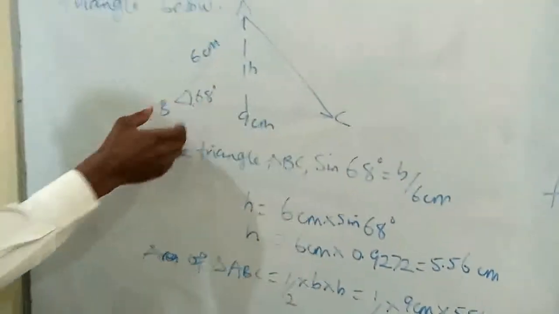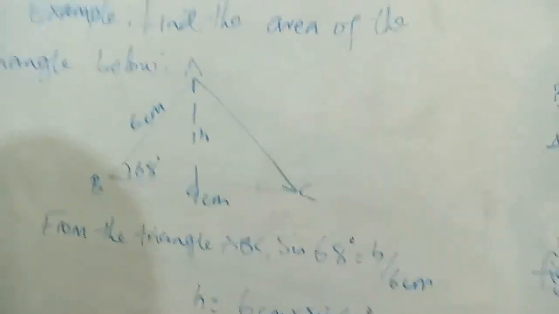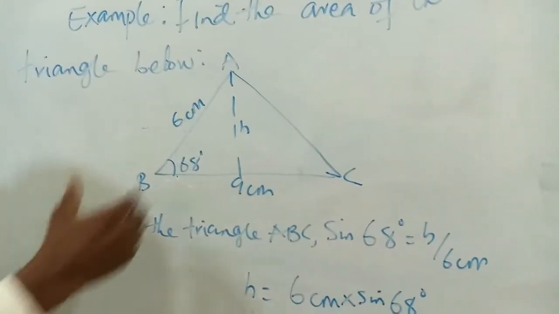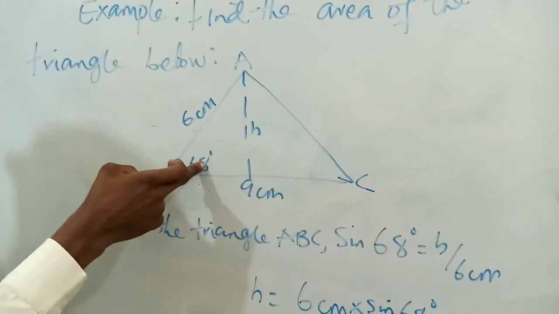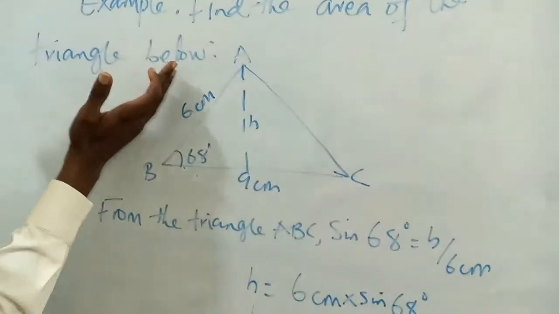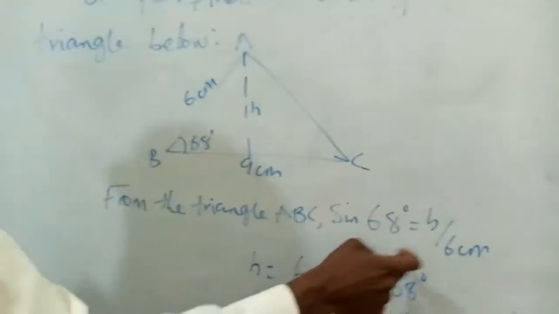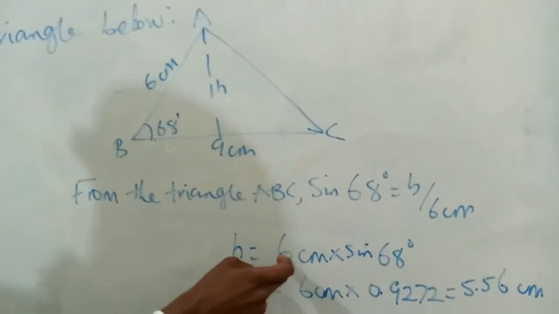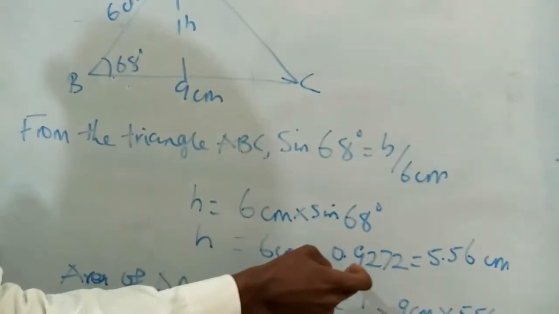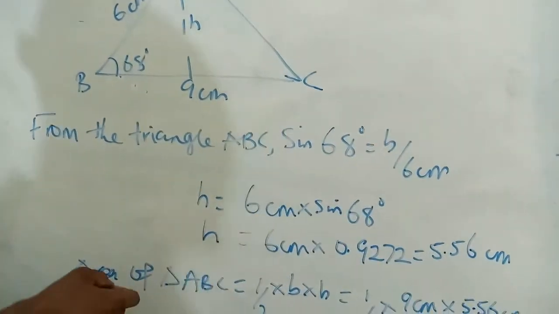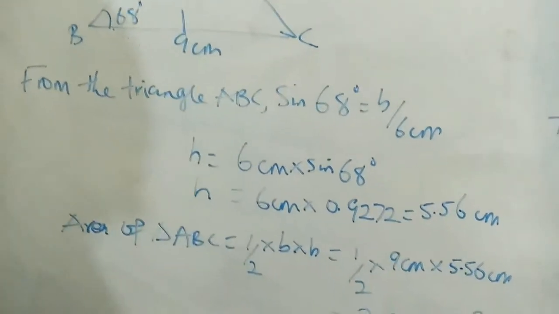We have a triangle with no height given. So since there is no height given, we don't apply the formula half base times height directly. We first find our H using our SOHCAHTOA. Sine 68 gives us opposite over hypotenuse, which is H over 6. From here we cross multiply. H will now give us 6 times sine 68. That is 6 times our 0.9272, which is sine 68. We multiply this, we get 5.56 cm, which is now our height.